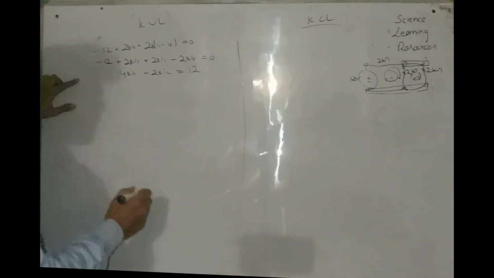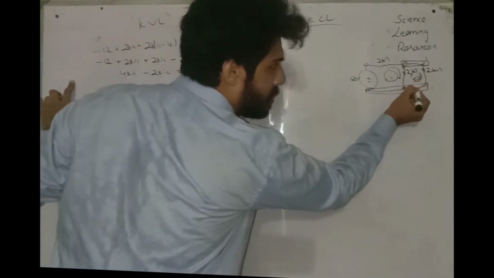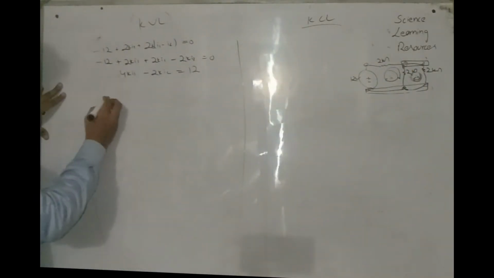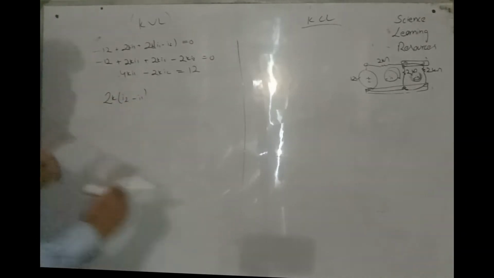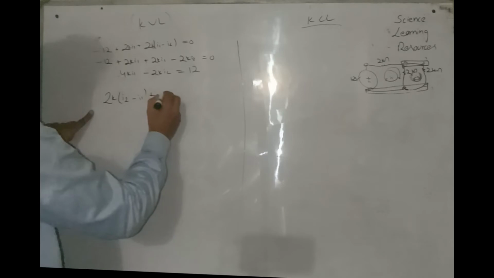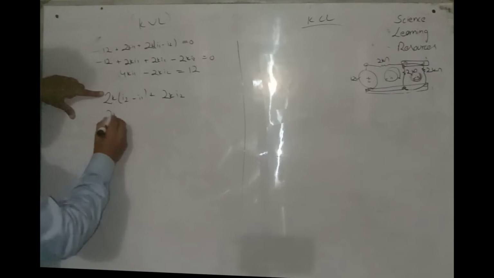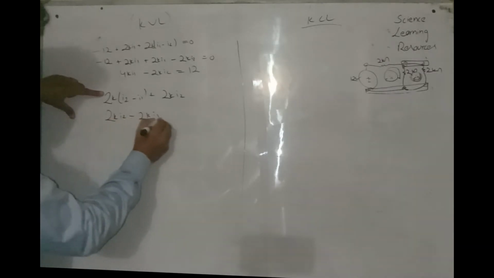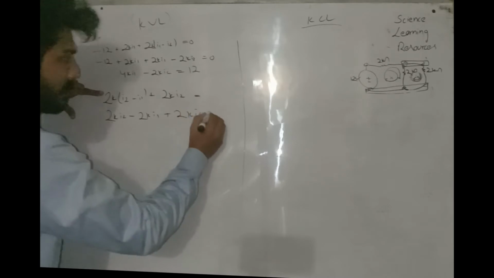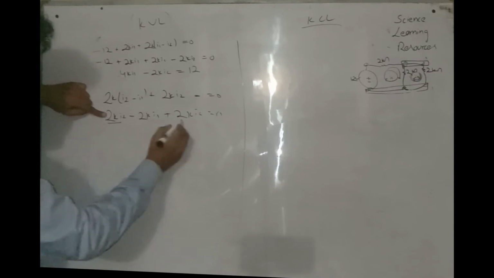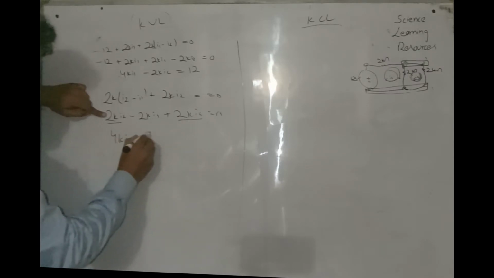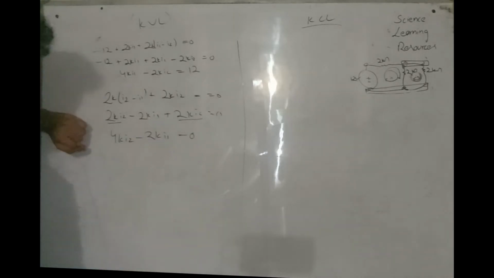After that, I have to see this loop. The first thing I see is the 2k ohm resistance, so I write 2k (I2 minus I1), because now I am in this loop. After that, 2k I2 here. Now I have to solve this: 2k I2 minus 2k I1 plus 2k I2 equals 0. Then 2k and 2k give 4k I2 minus 2k I1 equals 0.